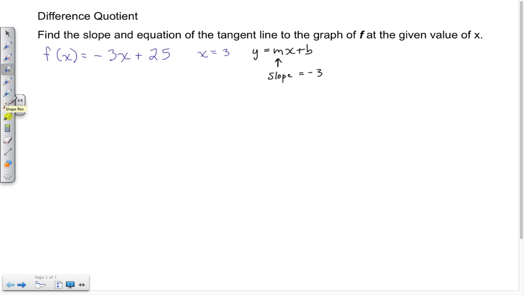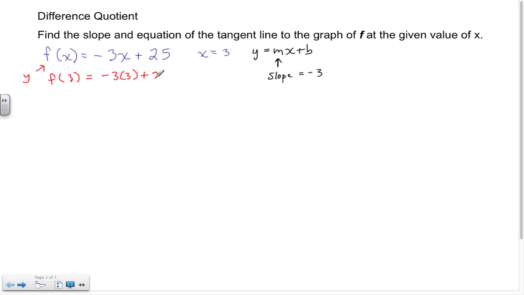First thing I want to do is input the positive 3 so that we can get the y value. And again, we know that f of x is the same thing as y. So here we're going to say f of 3, because that's what was given, is equal to negative 3 times 3 plus 25. Negative 3 times 3 gives me negative 9. I need to add 25 to that, and that gives me a value of 16. So my point of tangency is (3, 16). So let's box that in.